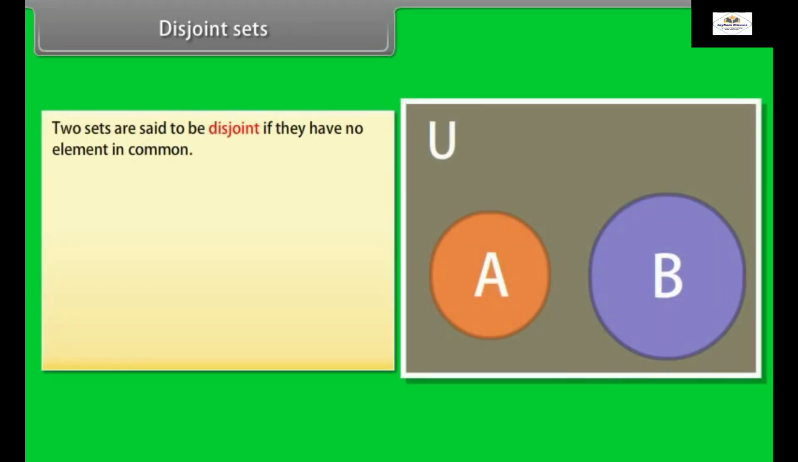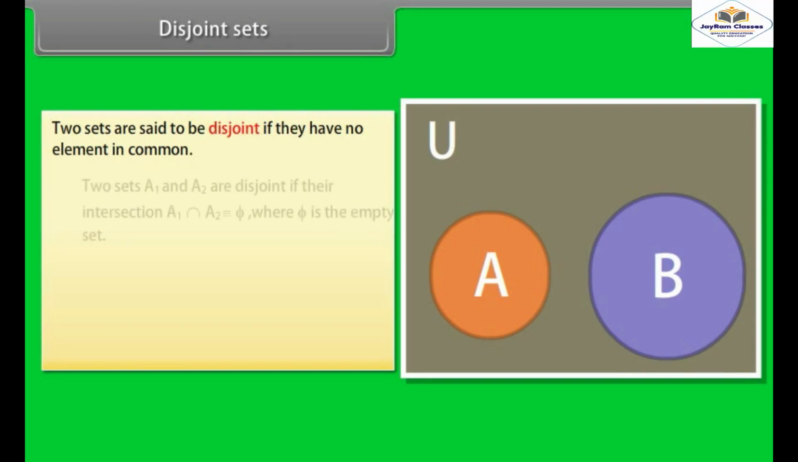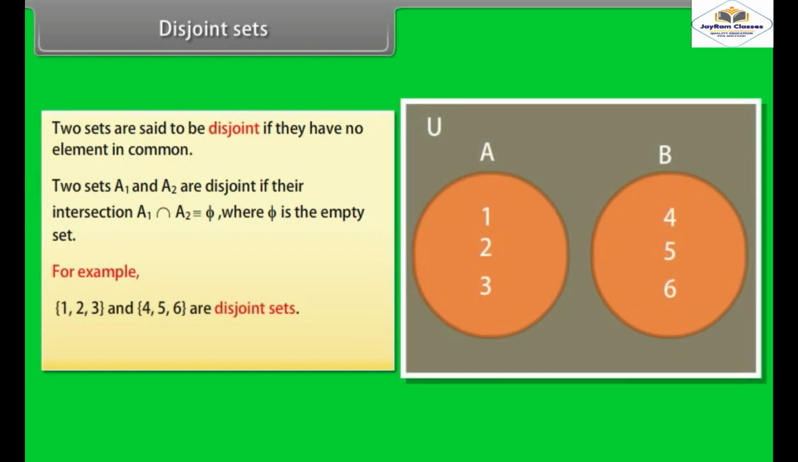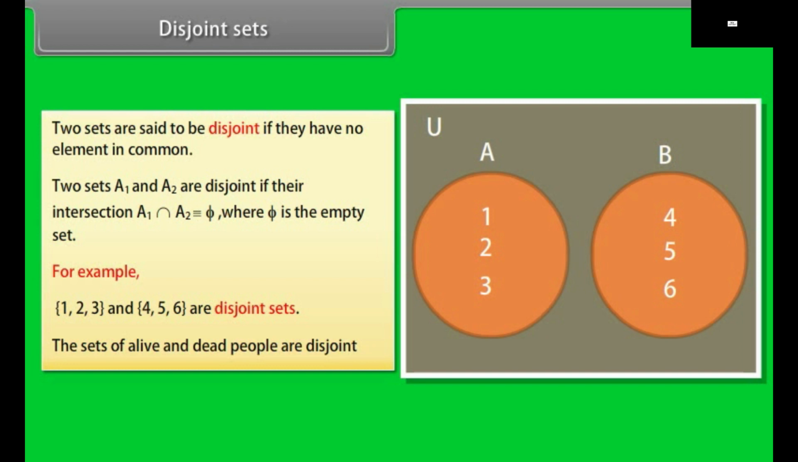Disjoint sets. Two sets are said to be disjoint if they have no element in common. Or we can say that two sets A1 and A2 are disjoint if their intersection is phi, where phi is the empty set. For example, {1, 2, 3} and {4, 5, 6} are disjoint sets. The sets of alive and dead people are disjoint. The disjoint sets can be represented by means of Venn diagram as shown.